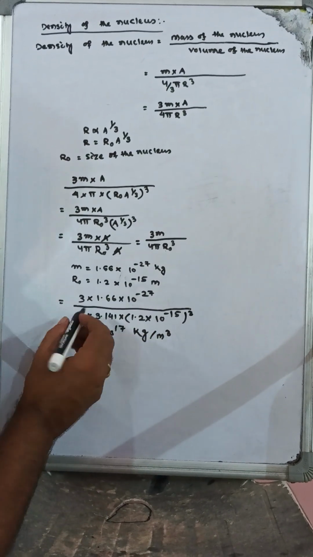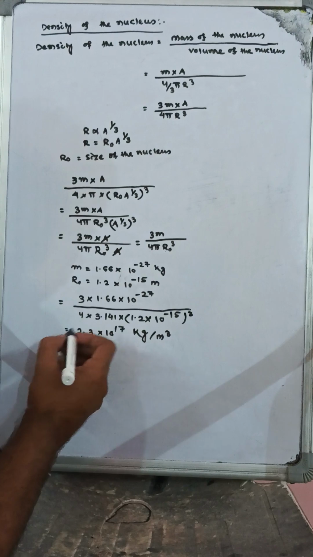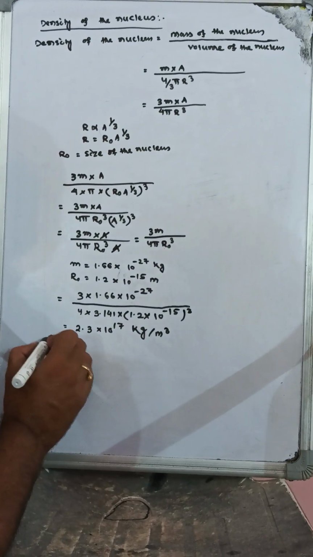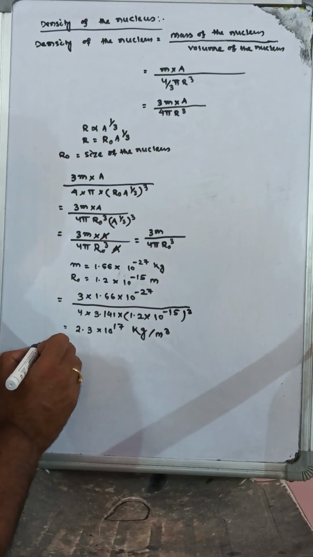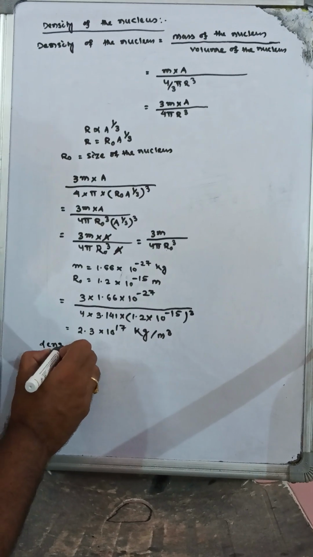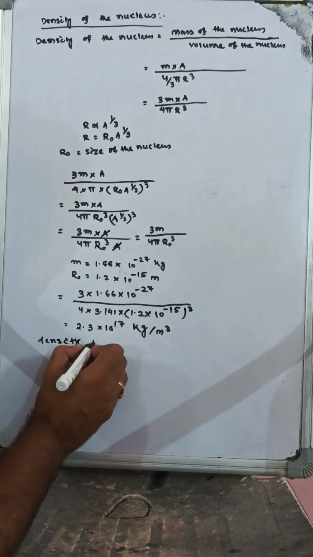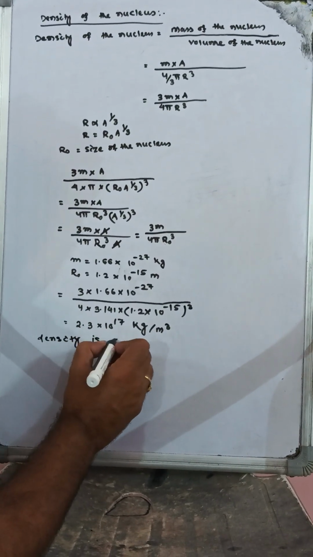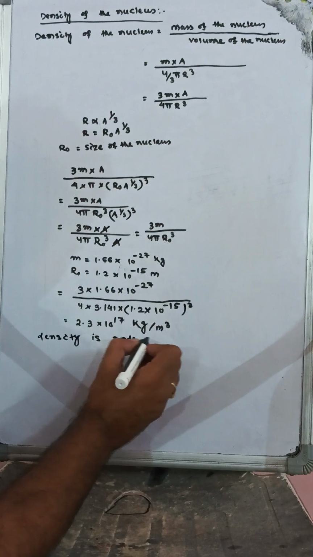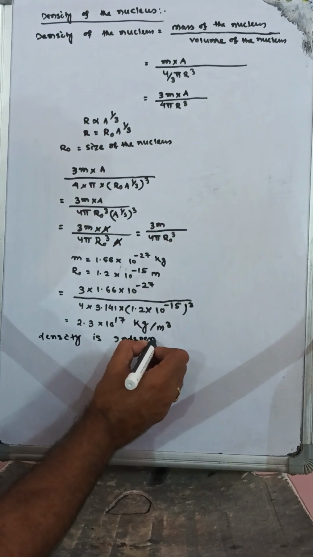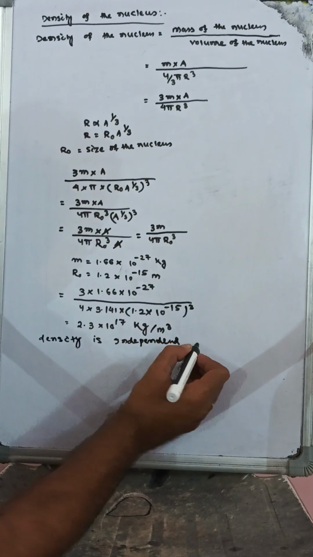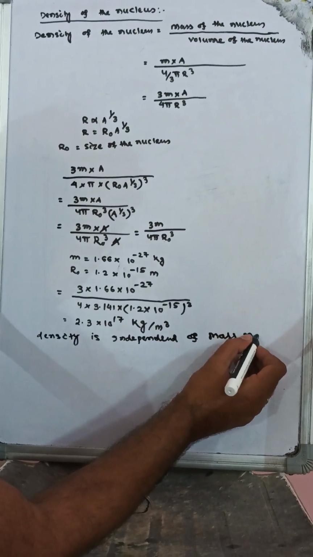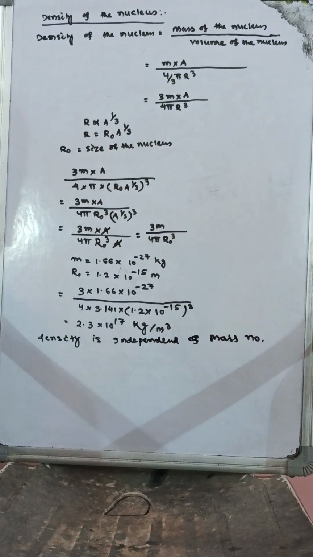This is the density of the nucleus, and density is independent of mass number, does not depend on mass number. Thank you.